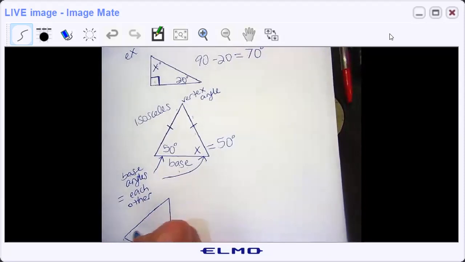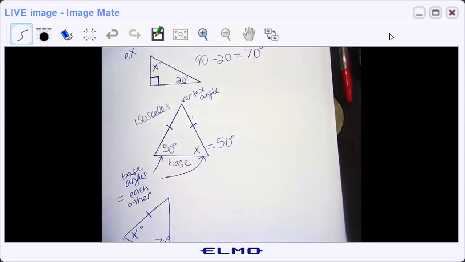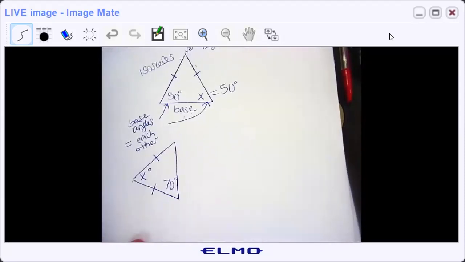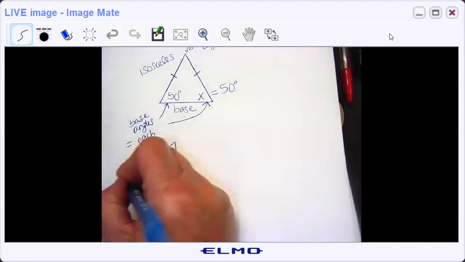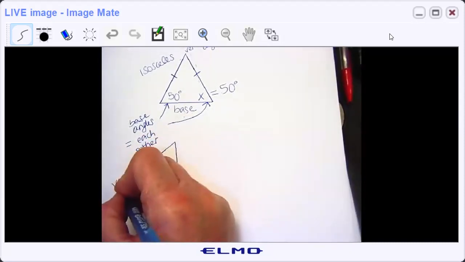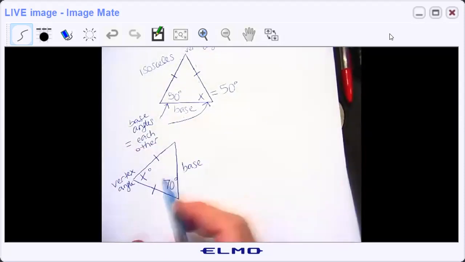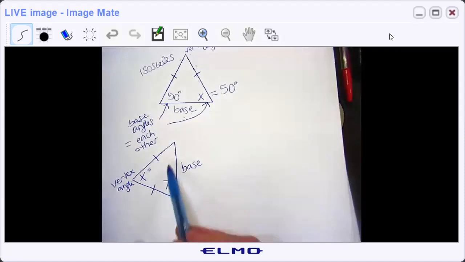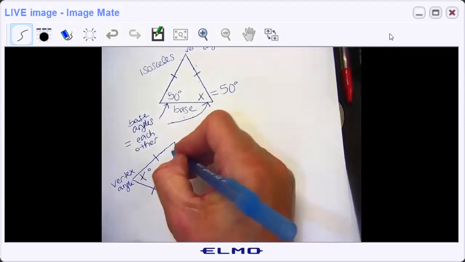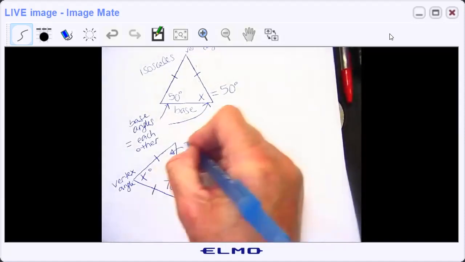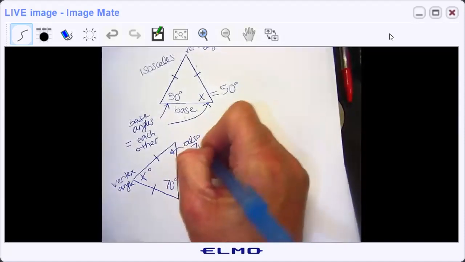Okay, if I tell you this is 70 and I want to know this, I hope you see that this is going to be different because this is the vertex where the two equal sides meet, the vertex angle. And this is the base. So the answer is not 70 because I didn't ask you for the other base angle. I asked you for the vertex angle, but you can put in the fact that this is also 70.